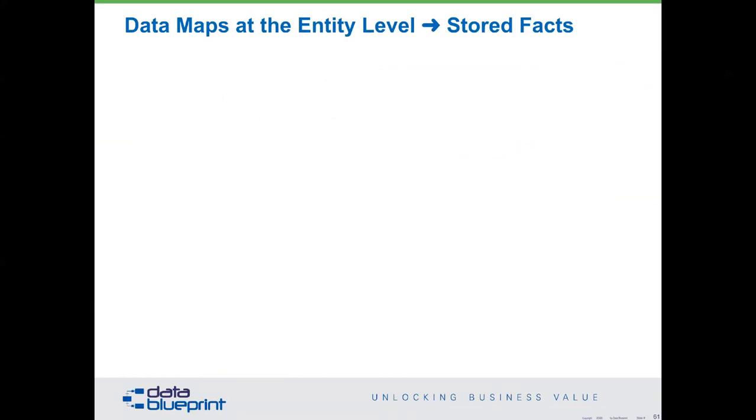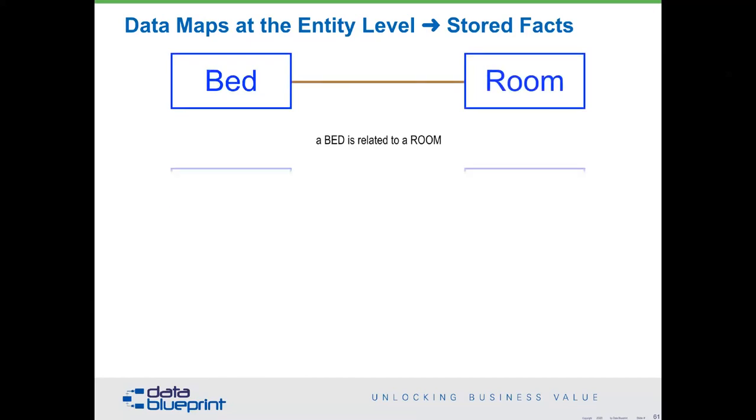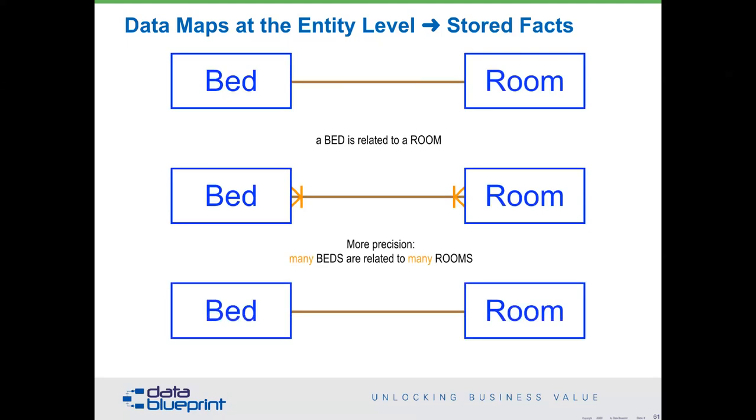Well, the data maps at the entity level allow us to store facts. So a bed is related to a room, no problem. We can also do this, however. Bed may be related to a room, or in this case, we can make more precision. Many beds can be related to many rooms. And that's interesting. That tells us that we're probably talking about a dorm room or something else. We can also do another one and say, hey, in this case, a room can contain multiple beds. So in this case, beds are not transportable across various rooms.